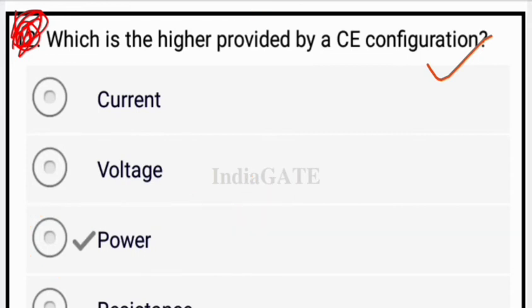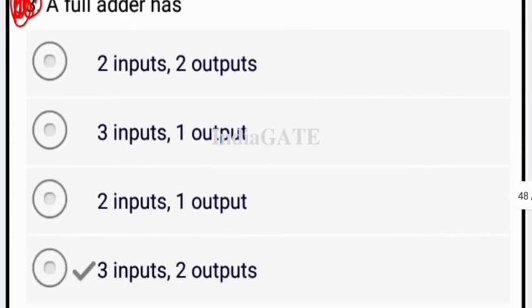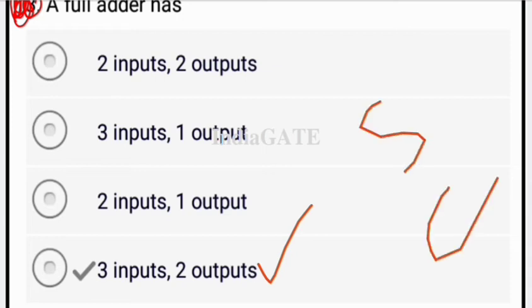Okay, collector emitter configuration. Now come to the next, that is a full adder has, this is a very easy question. A full adder has what? It has 3 inputs and 2 outputs. Okay, 2 outputs, that is what? That is your sum and carry. Okay, now come to the next question.